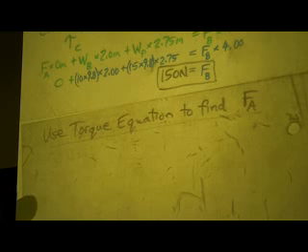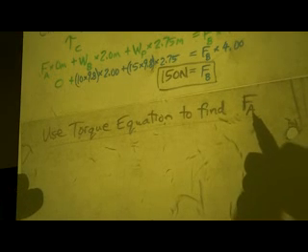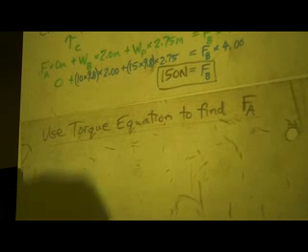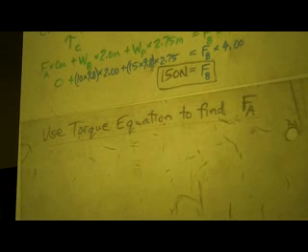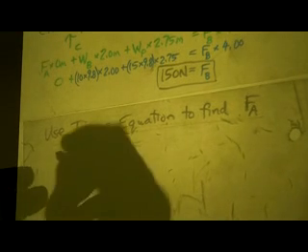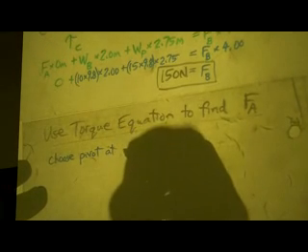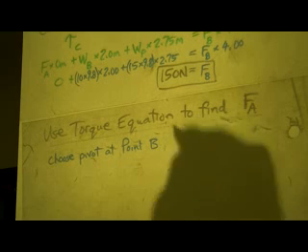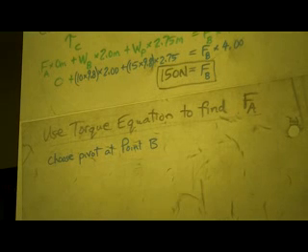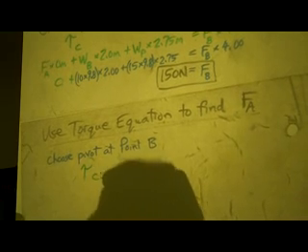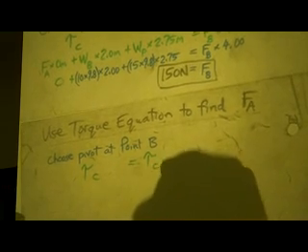And to find the force at support A, you need to choose your pivot at point B. If I choose the pivot at point B and go torque clockwise equals torque counterclockwise, I will get one equation and one unknown.